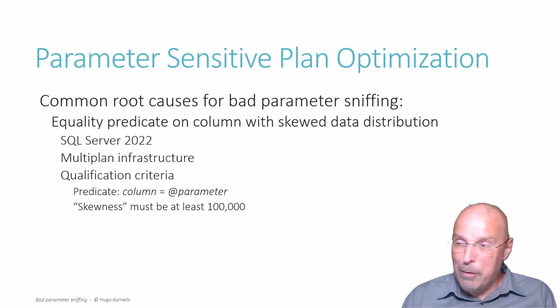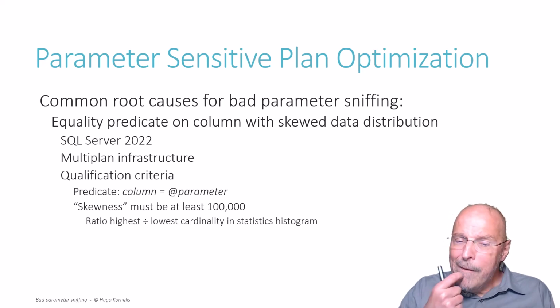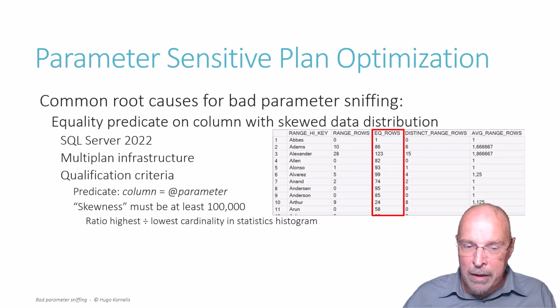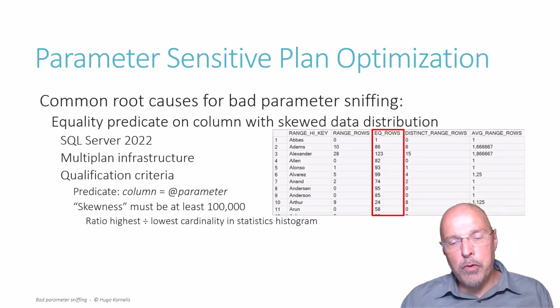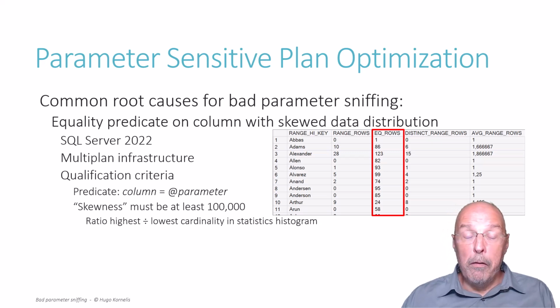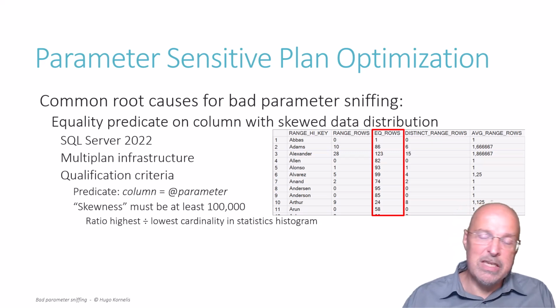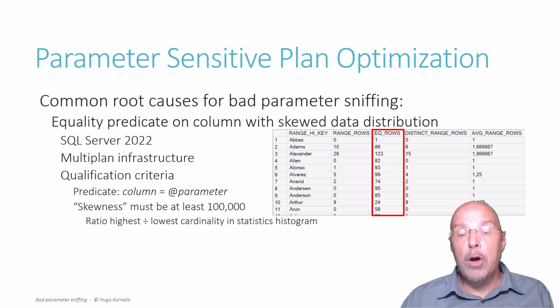So how is that value computed? Well, we look at the statistics histogram. You see an example here. In the statistics histogram, SQL Server will find the highest cardinality and the lowest cardinality. And you see that this is in the EQ rows column.